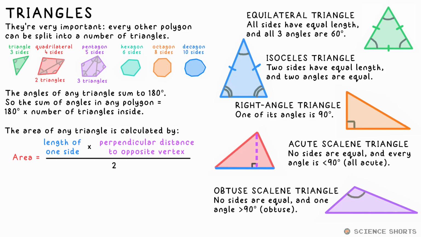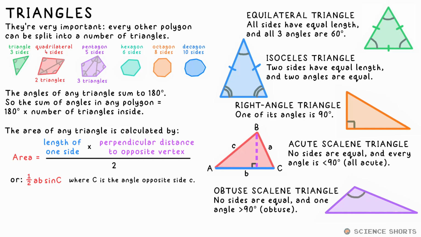The area of any triangle can be calculated by multiplying the length of one side by the perpendicular distance to the opposite vertex and halving this. However, if you can't measure this perpendicular distance, fear not, as there's another way. Half AB sine C, where big C here is the angle between the sides A and B. You can choose which is which. We use little ABC for the sides and capital ABC for the angles opposite them.